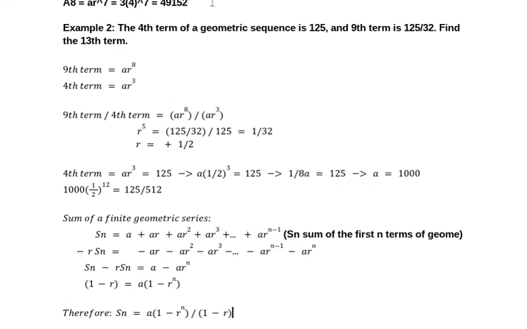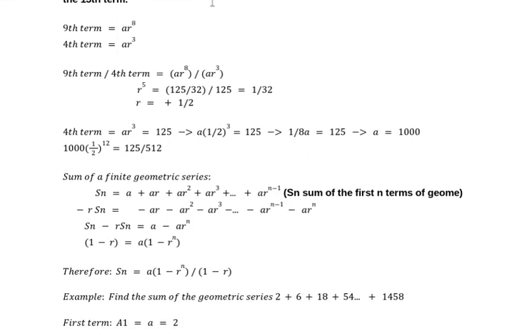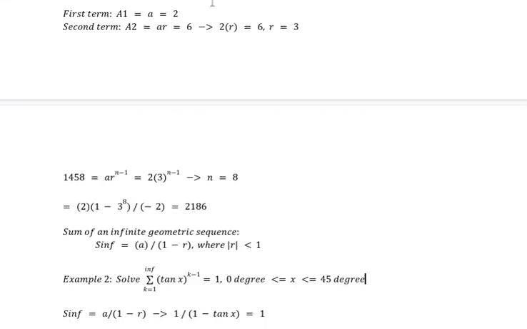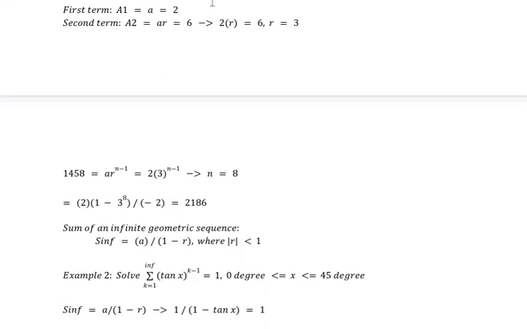Now let's talk about the sum of the infinite series. The formula so far only works where the series is finite, but what about if it's infinite? Let's see what we are going to do. So the sum of the infinite series, S infinity, is equal to a divided by 1 minus r. However, there is one condition: the absolute value of r must be less than 1, because if it is equal to 1 or larger than 1, the sum will simply be infinite.